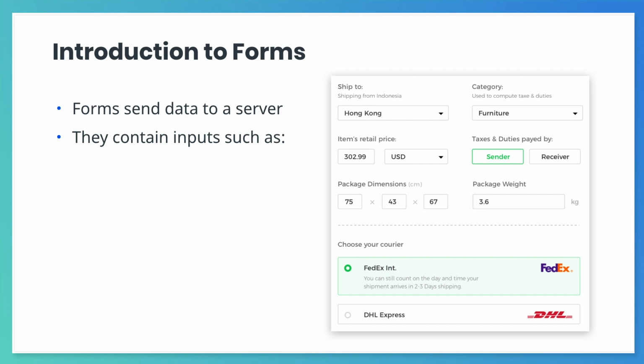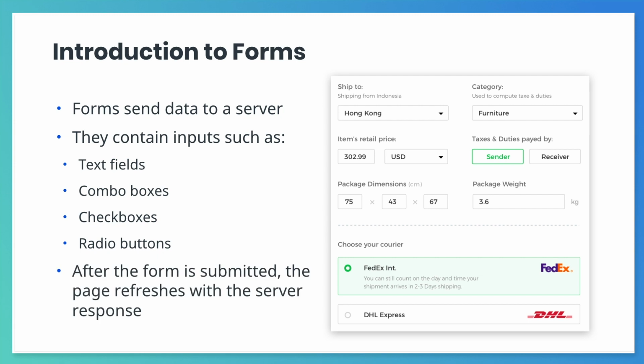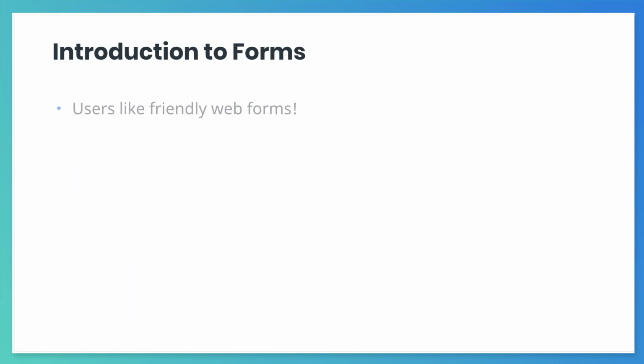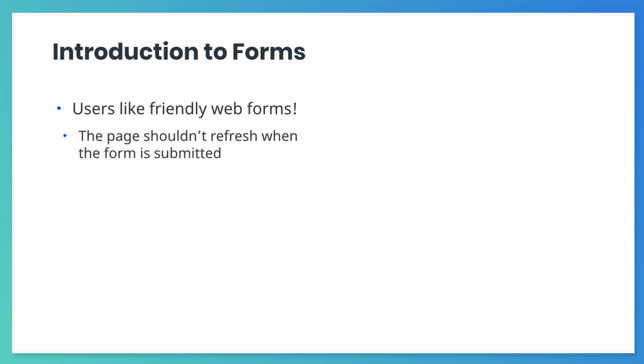Form inputs might include things like text fields, combo boxes, checkboxes, radio buttons, and once a user submits a form, the data they entered is sent to the server for processing. A new page is then loaded from the server, causing a full page refresh. But modern web users expect more friendly web forms. If they've entered invalid data, they want to know that immediately. When they submit form data, they don't always want the whole page to refresh.